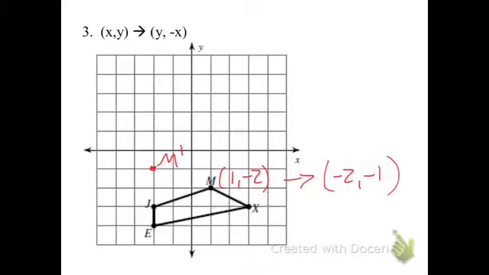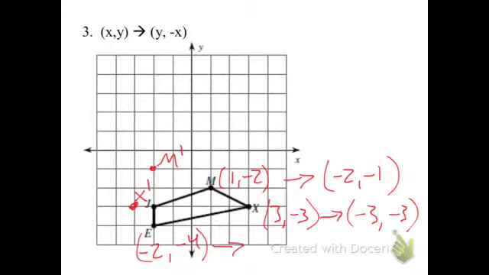Okay, X is currently at (3, -3). If you switch the order, you'll get (-3, 3). But you have to make the second one the opposite sign. So (-3, -3) is going to be the new coordinates for X. So there's X prime.